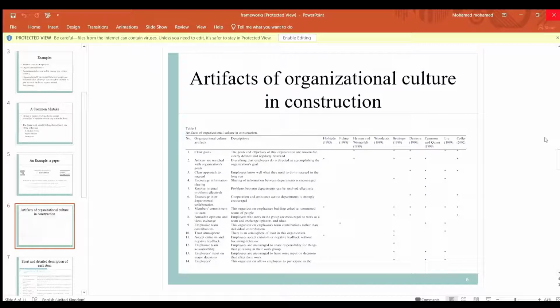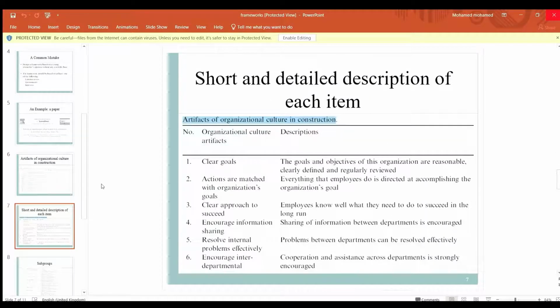So these dimensions were introduced or used in the studies on the right hand side. All that has been done here is that these researchers combined all these items together. They are of course more than 14, but here you can see only 14. Let us see some details. For example, you can see a short name, such as clear goals. This is the short name, but the description is: the goals and objectives of this organization are reasonable, clearly defined, and regularly reviewed.